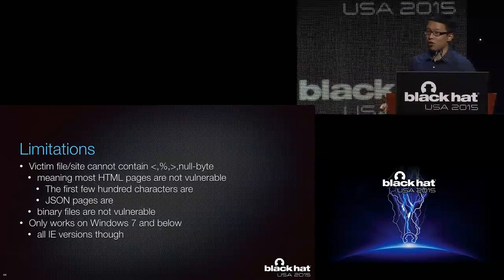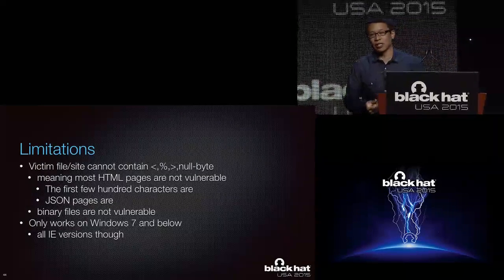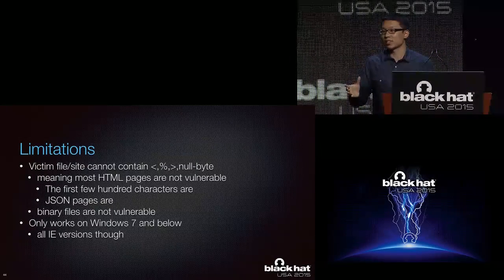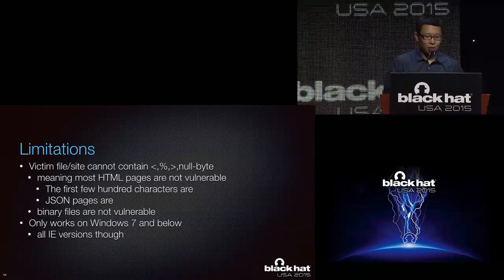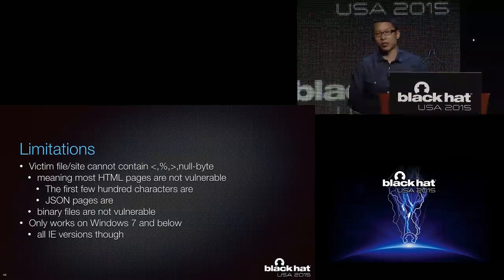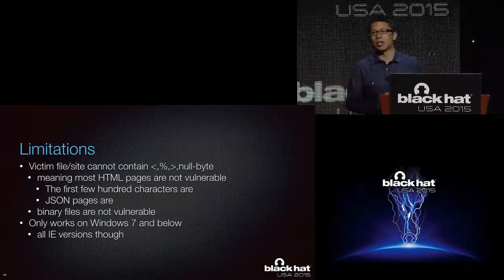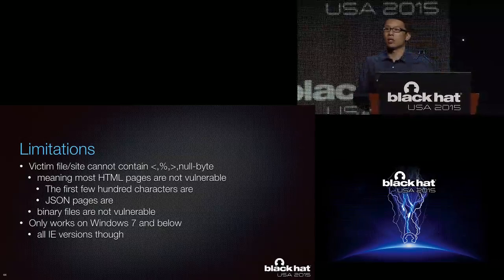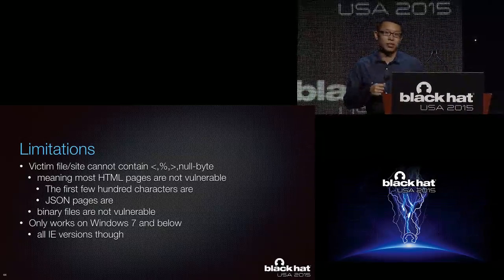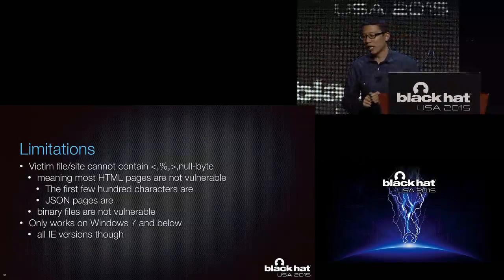And JSON pages are vulnerable because most of them do not contain open-close tags. They just contain braces and stuff like that. Those are valid characters in XML. And binary files are usually not vulnerable because they usually contain null bytes. So things like registry files or Outlook backup files, or even the browser cookie files, those are binary files, SQLite databases, something like that. Those are not vulnerable.